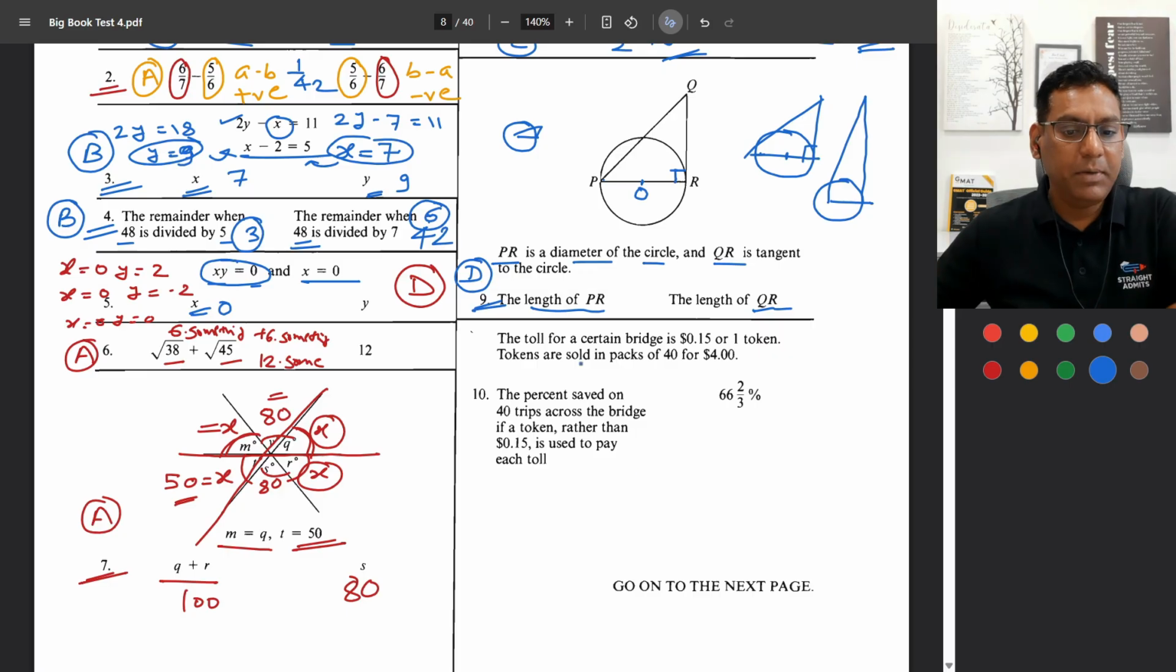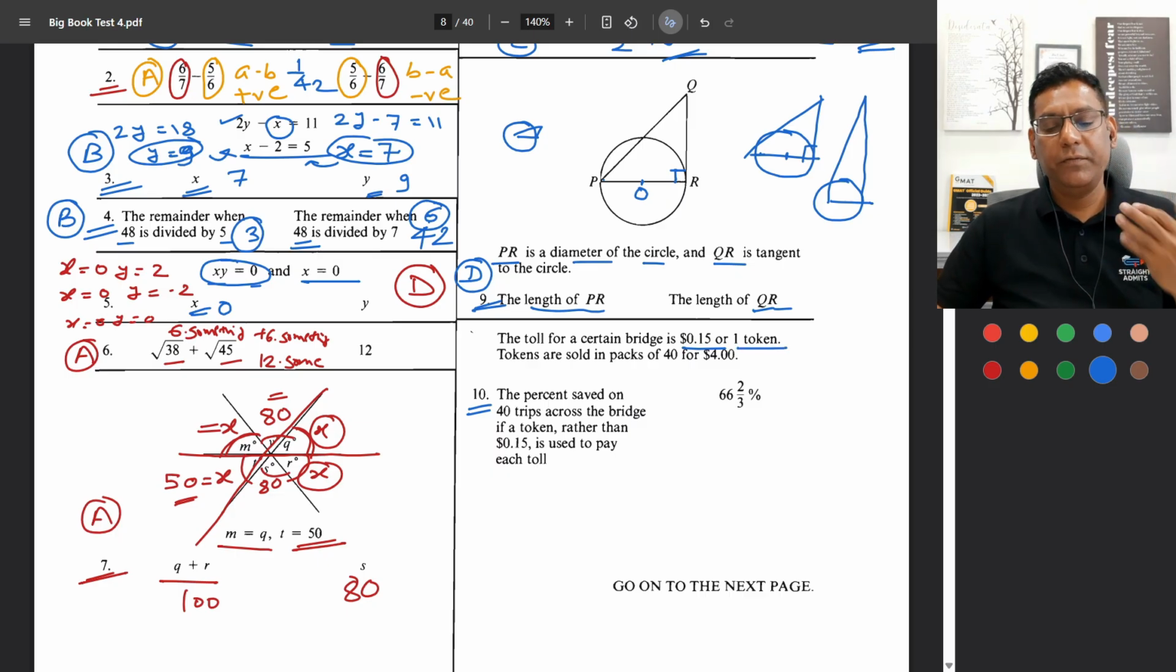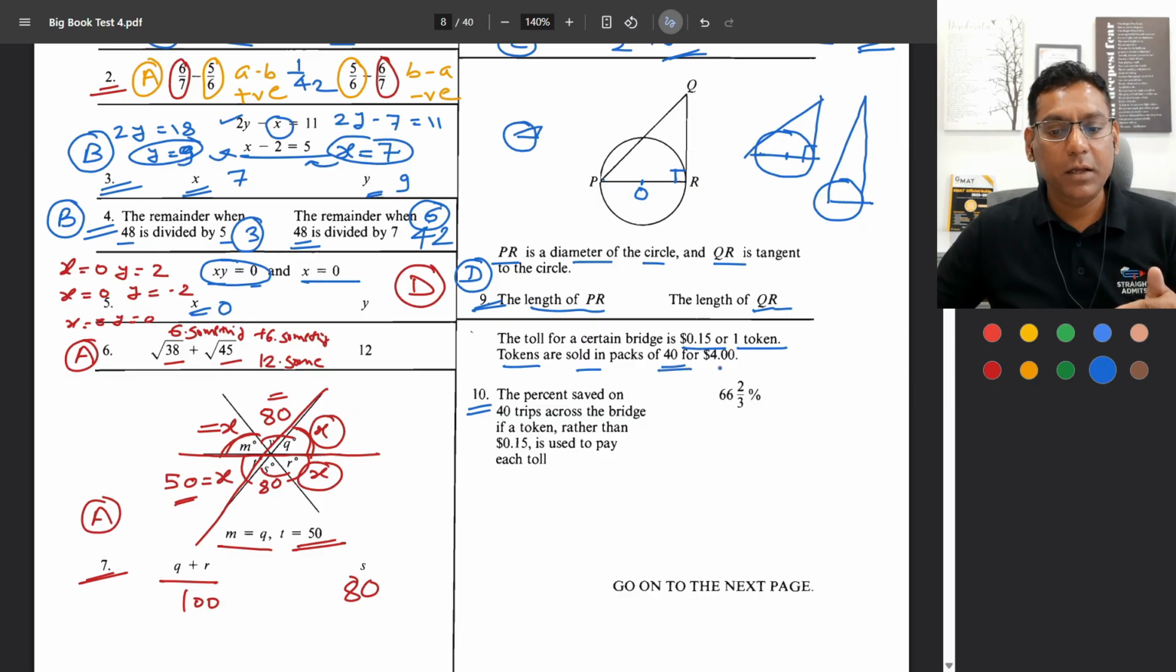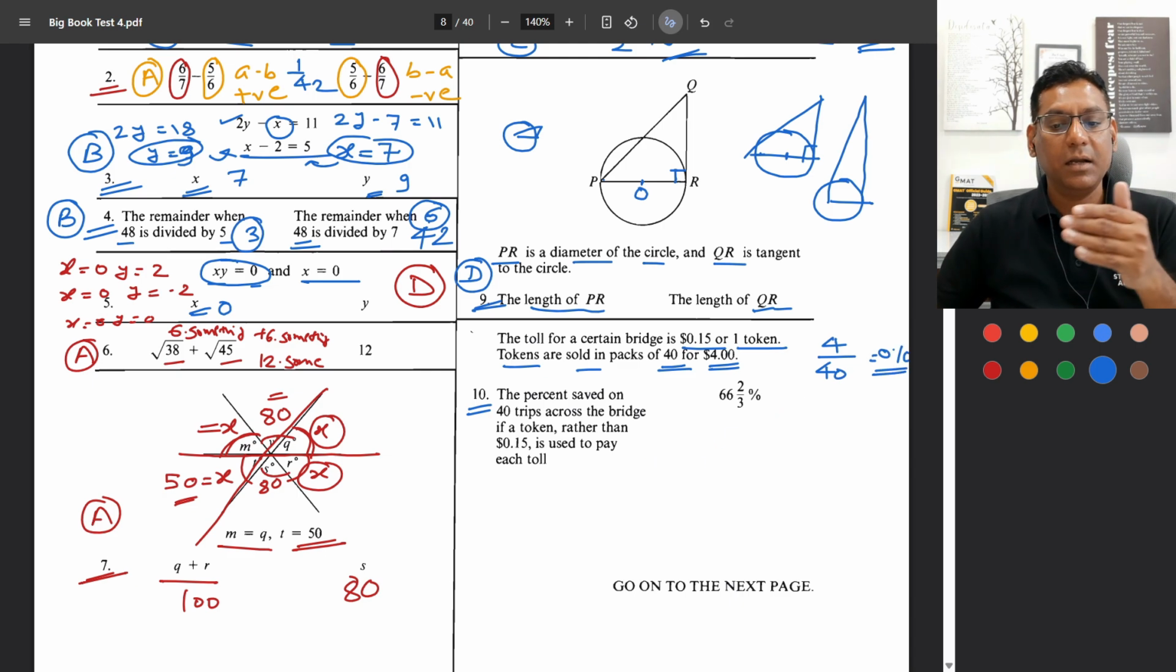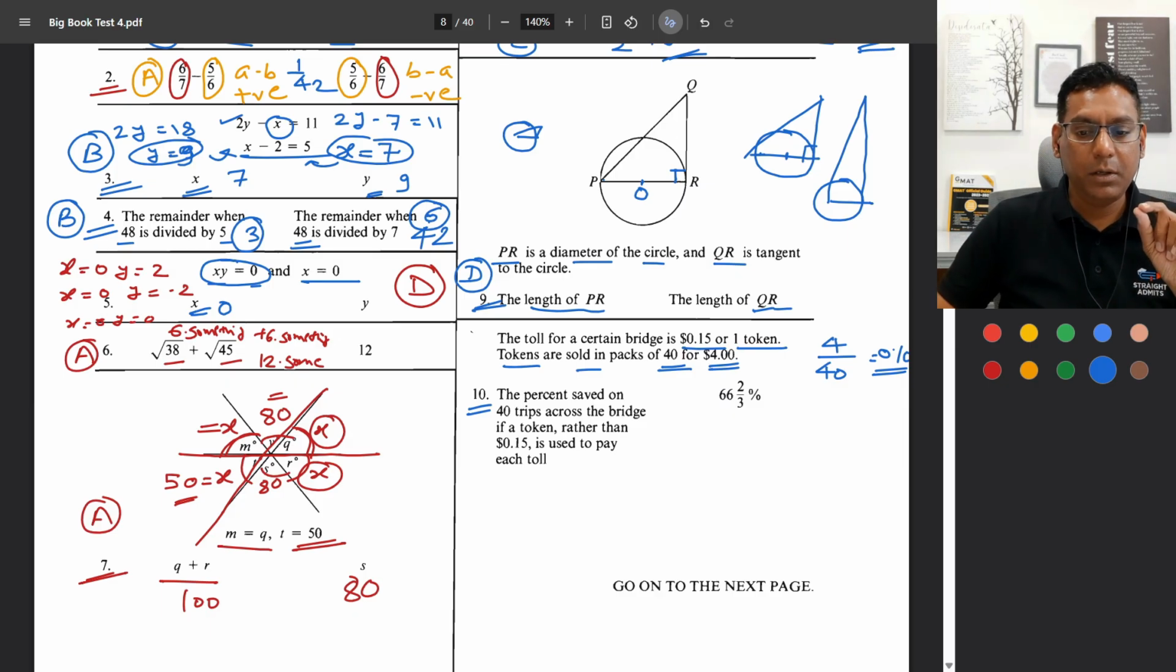All right. Question number 10. The toll for a certain bridge is 15 cents or one token. So either give you 15 cents or give me one token. Tokens are sold in packs of 40 for $4. So that means $4 by 40, 10 cents is what I get a token for, but I have to buy them in packets of 40.